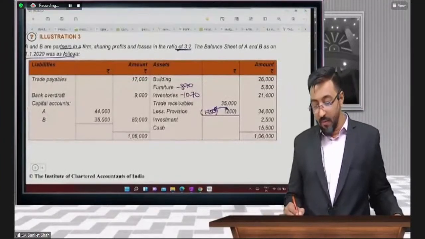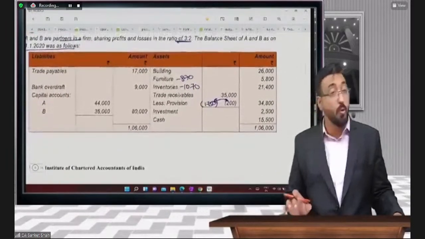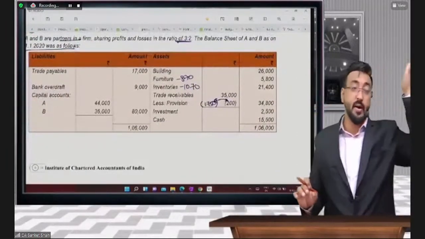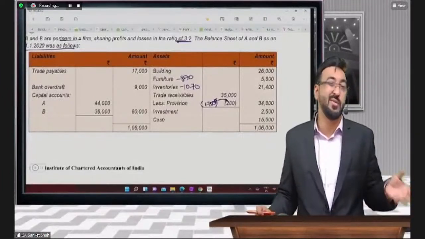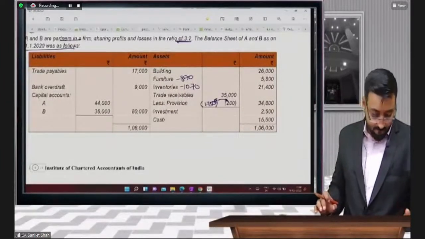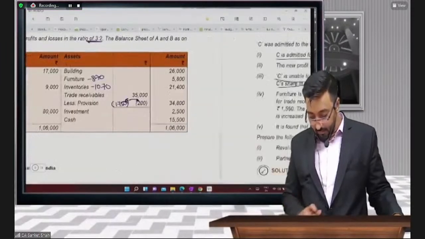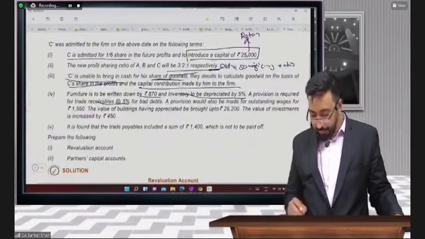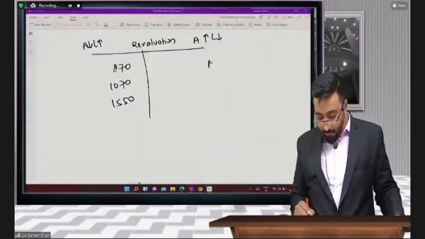See, on 35,000, you want 5% provision. So you want 1750 as a total provision. But you already provided 200. So you have to increase it by 1550. यार, it's very simple. यार, 1550 से increase करना पड़ेगा. तो मैं कितने से increase करेगा ये? 1550 से. ठीक है.